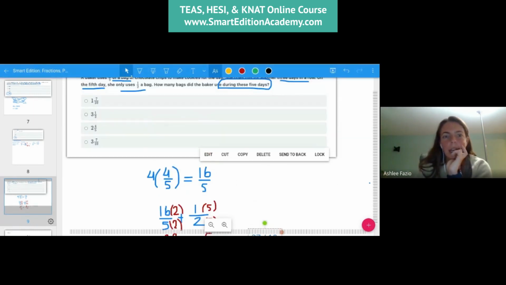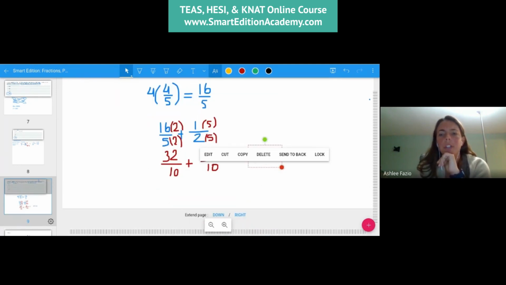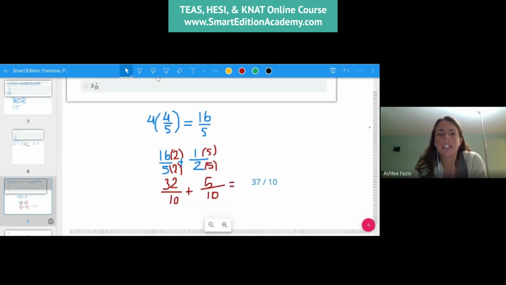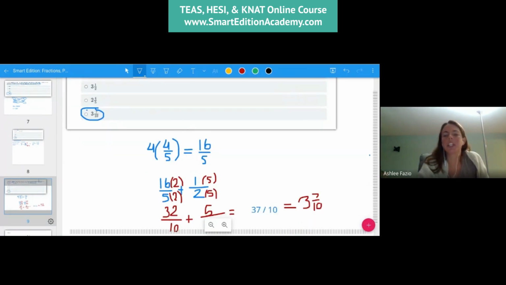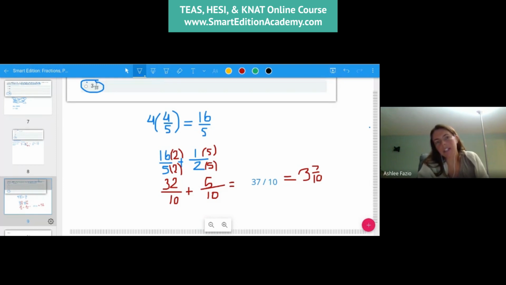So if I go back and look at my answers, I don't see that one, but I do see that these are all mixed numbers, so I just have to go back and convert to a mixed number. So 37 over 10, we get 10 goes into 37 3 times with 7 left over. So 3 and 7 tenths, which I see as our last choice here, would be our solution. Okay, so adding fractions with unlike denominators, just don't forget to make sure you have a common denominator, and then you can just go through and add, and the last step was to convert it into a mixed number.